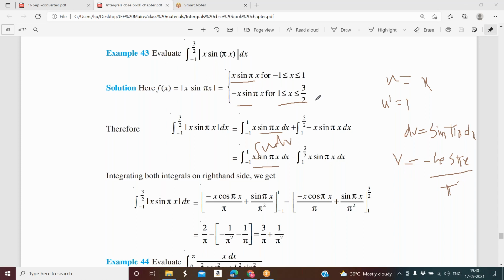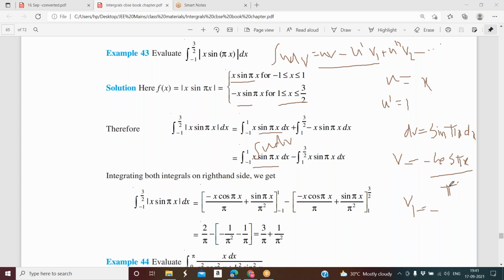Okay, now you substitute all these things in the formula. What is the formula? Integral u dv is equal to uv minus u dash v1 plus u double dash v2 minus etc. This is the Bernoulli's formula. You substitute it here. What is u? u is x. v is minus cos pi x by pi. You can either apply Bernoulli's formula or you can go for uv minus integral v du. So minus u dash, what is u dash? 1. So minus 1 times v1. What is v1? So we have to integrate v.